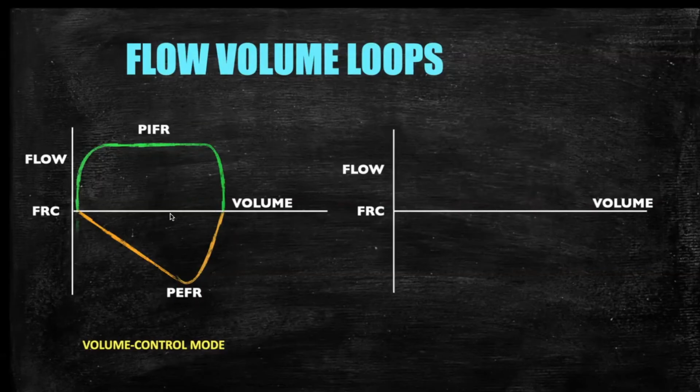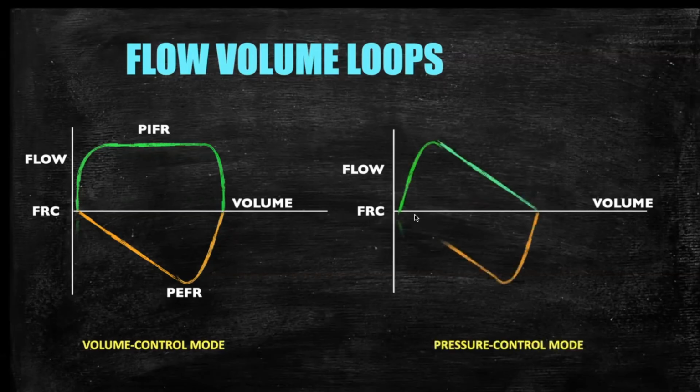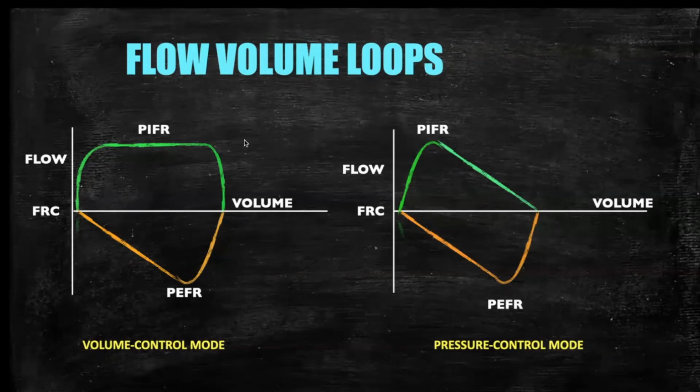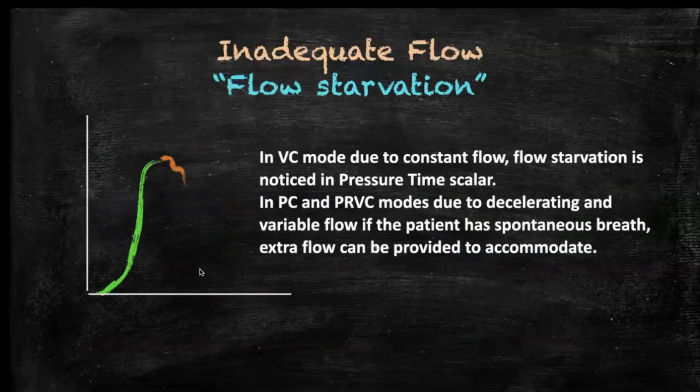Since, as we discussed already, it is a constant flow in volume control, that is why it is flat on the top in volume control mode. While in pressure control mode, there is decelerating flow, that is why it will have a decelerating effect during inspiration. So this is pressure control mode, flow volume loop. This is volume control mode, flow volume loop, flat at the top, decelerating at the top. Expiration in both pressure control and volume control has decelerating flow, so they will have a similar pattern during expiration.